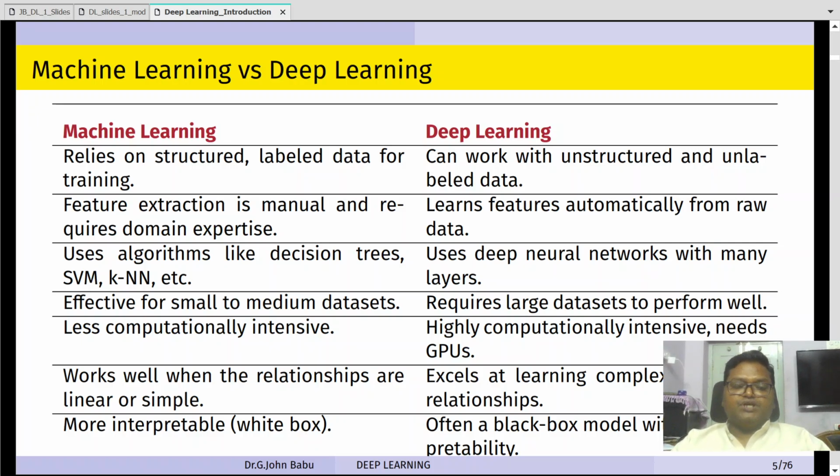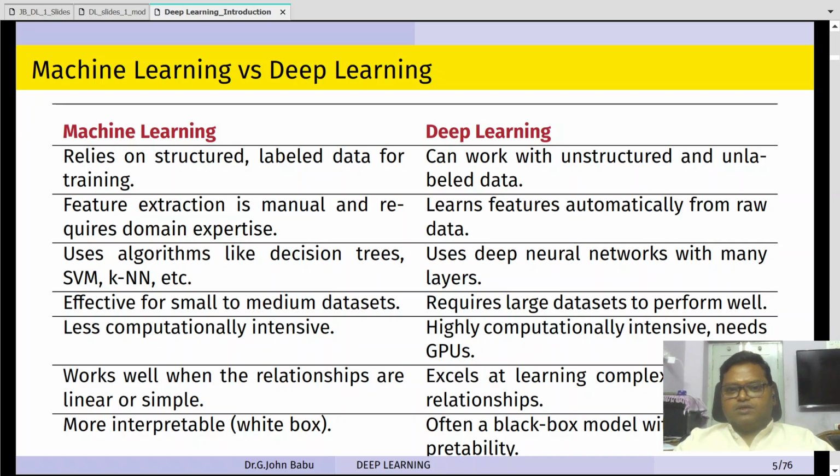Here we already know that machine learning algorithms are SVMs, KNN, K-means, and so on. Machine learning is effective for small and medium data sets, but deep learning can handle vast amounts of data. Generally, machine learning algorithms are computationally less intensive. You can run them on CPU, whereas in deep learning, you need a minimum of GPU, and people are now using TPUs, tensor processing units. Machine learning is very good when the data relations are linear, but deep learning can handle large complex relations.